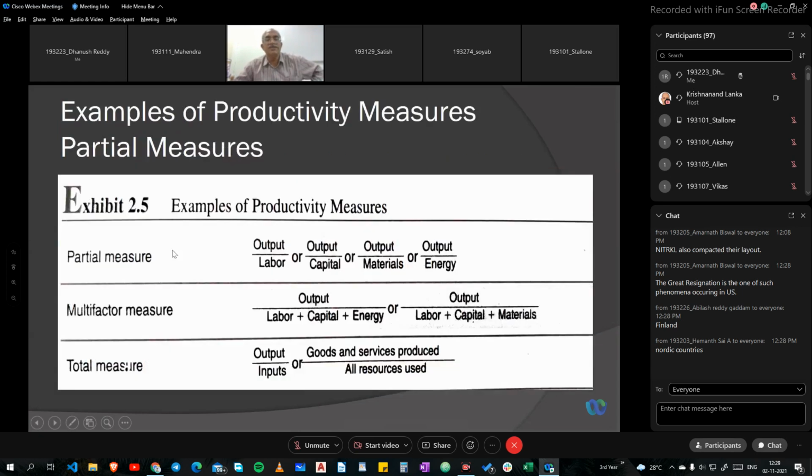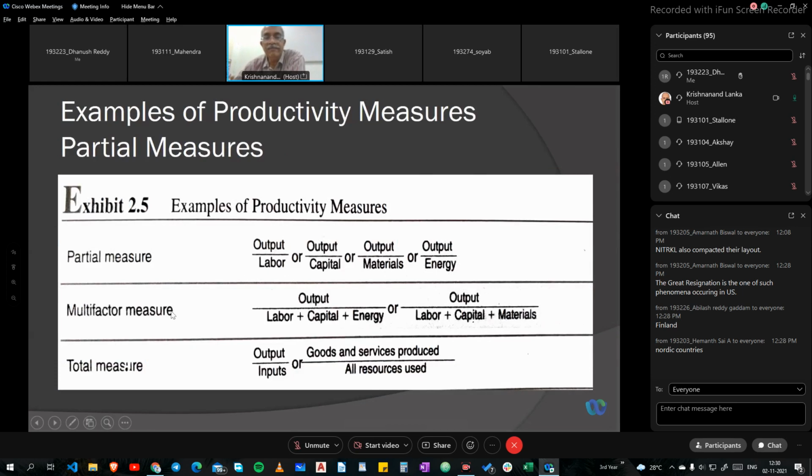Examples of partial measures: output per labor, output per capital, output per materials, output per energy. These are all partial measures. In a way, we are saying labor productivity, capital productivity, materials productivity, energy productivity. So you can measure productivity on each individual input.